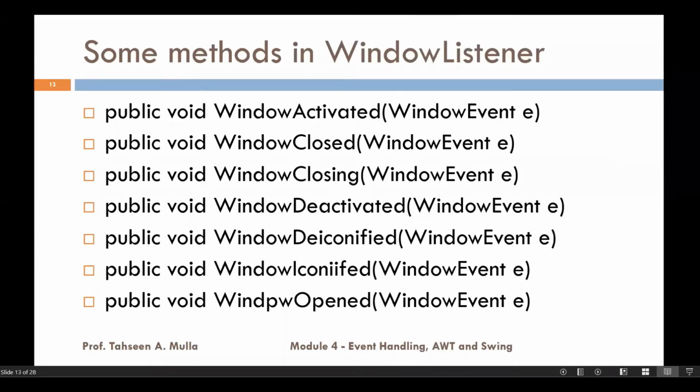These are some of the methods: window activated, window closed, window closing, window deactivated, window de-iconified, window iconified, and window opened, right? So these are the window listener interface which calls these different methods when the frame is being closed, right? So you can think of the number of events when you just need to close a window, right?